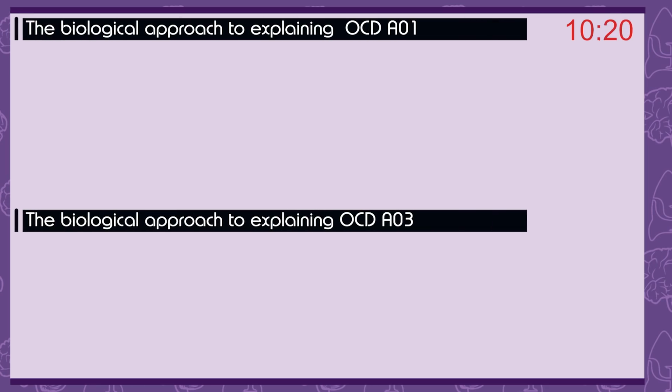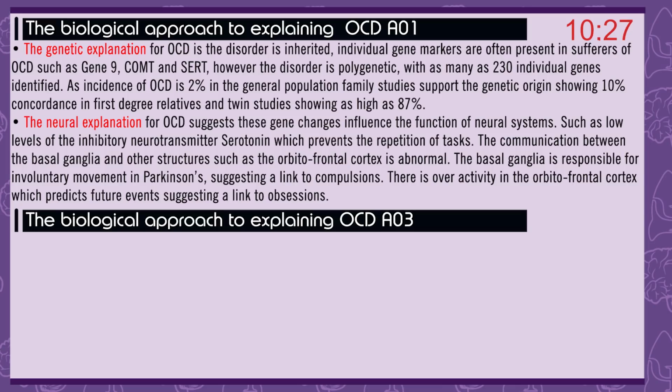The biological approach to explaining OCD. The genetic explanation for OCD is the disorder is inherited. Individual gene markers are often present in sufferers of OCD, such as gene 9, COMT, and SIR. However, the disorder is polygenetic, with as many as 230 individual genes identified.